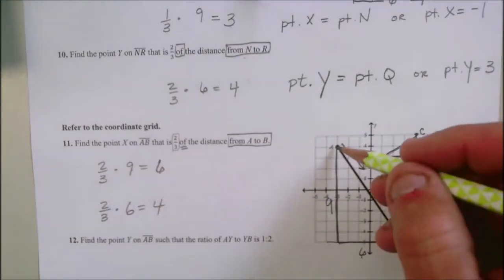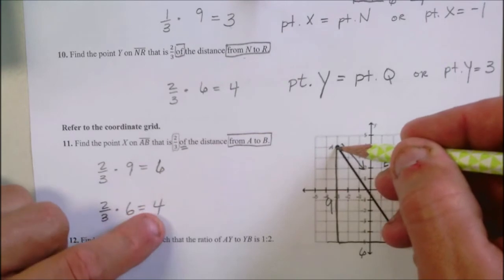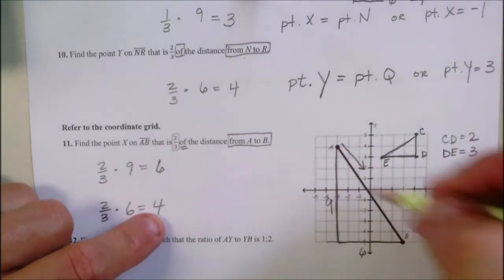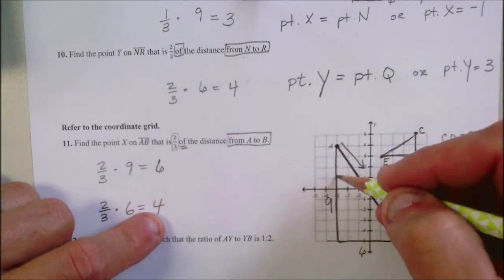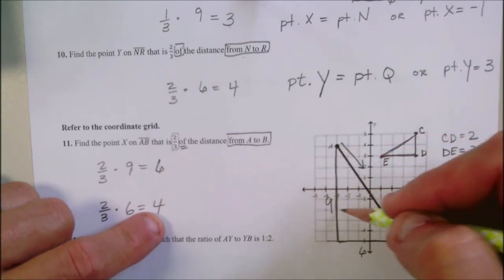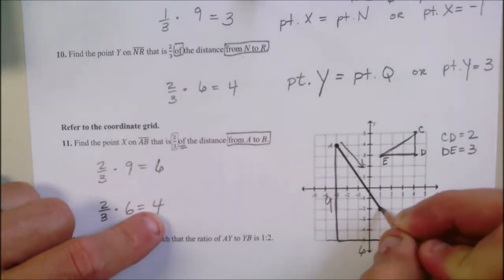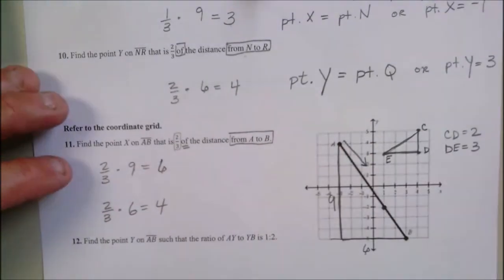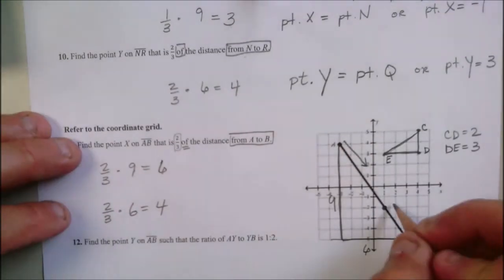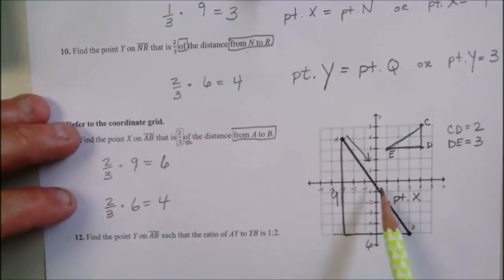So if I start here and do this as my rise and this is my run, it should show me the exact location on this diagonal. So 1, 2, 3, 4, 5, 6, 1, 2, 3, 4. That point right there is going to be 2/3 the distance from A to B, and I'm going to make that point X.